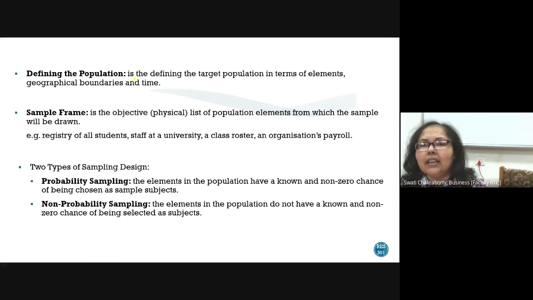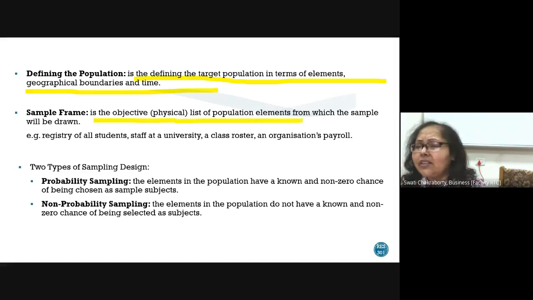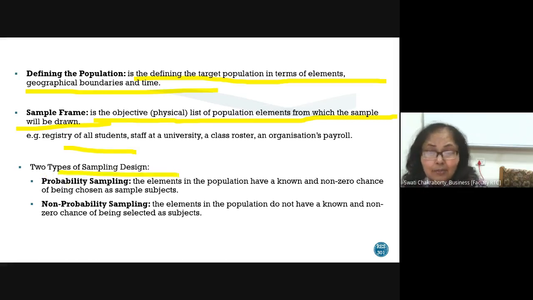So population is defining the target population. When we say we can define the population, everyone included, in terms of all the elements, geographical boundaries, and time. And sample frame is the objective or the list of population elements from which the sample will be drawn. Say, registry of all students, staff at a university, class roster, organization's payroll. And there are two types of sampling design.